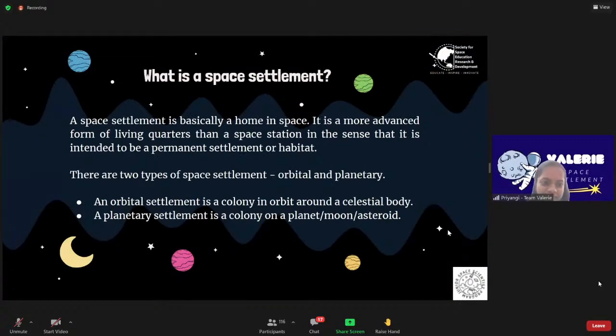Now the question arises, what is a space settlement? A space settlement is basically a home in space. It is a more advanced form of living quarters than a space station in the sense that it is intended to be a permanent settlement or habitat. They are of two types, orbital and planetary. An orbital settlement is a colony in orbit around a celestial body. A planetary settlement is a colony on a planet or moon or asteroid.